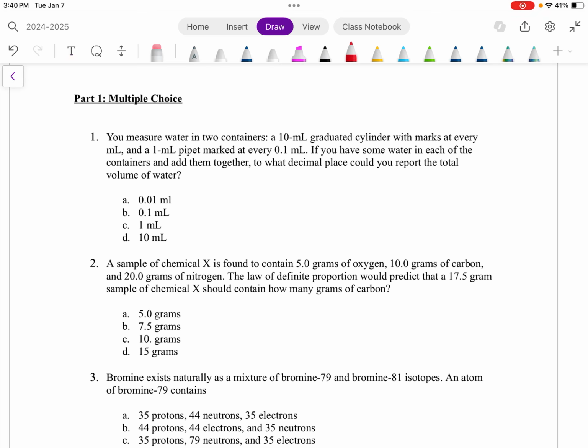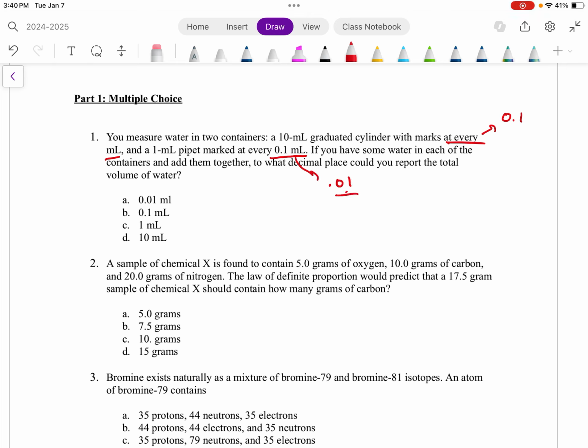So for this first one, measuring water in 2 containers. Remember, the key here is you're allowed to guess or estimate 1 digit more than is marked on the device. So you have one that marks every milliliter and one that marks every 0.1 milliliter. So for this one, you can mark it to the 10th place, so like 0.1. And for this one, you can mark to the 100th place, so 0.01.